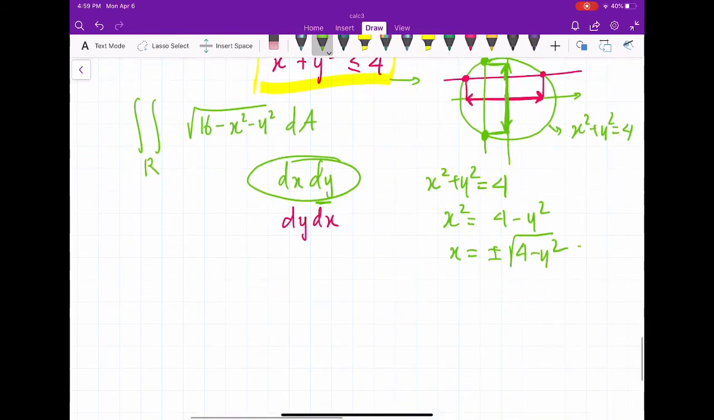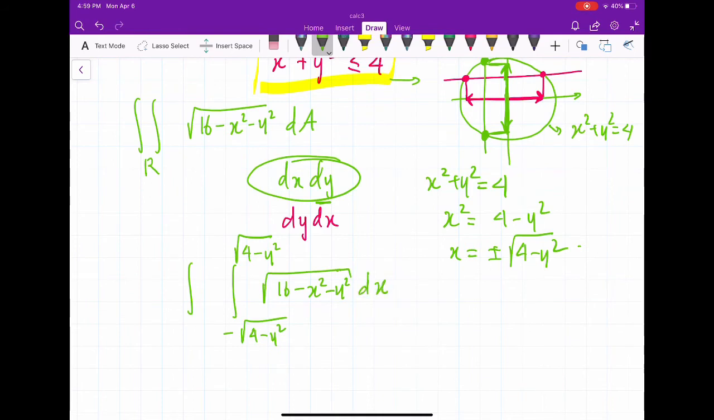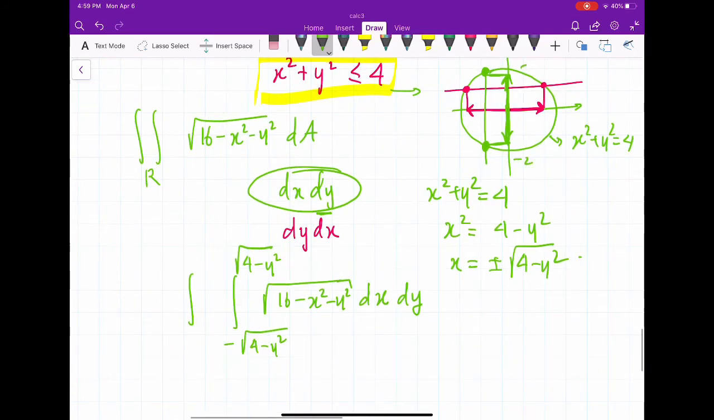So your integral will look like: from negative square root of 4 minus y squared to square root of 4 minus y squared, square root of 16 minus x squared minus y squared, dx, and then dy, and y goes from negative 2 to 2, right? You see, that is too complicated. Makes sense? Because first you have to solve this integral with respect to x. You have to do substitution, and I would say, yeah, too complicated.